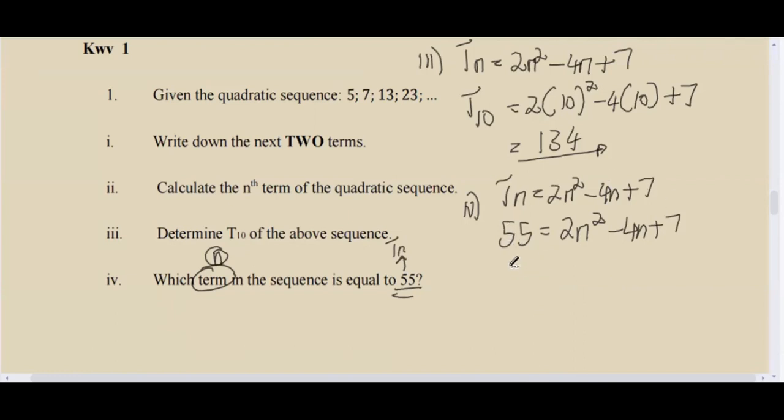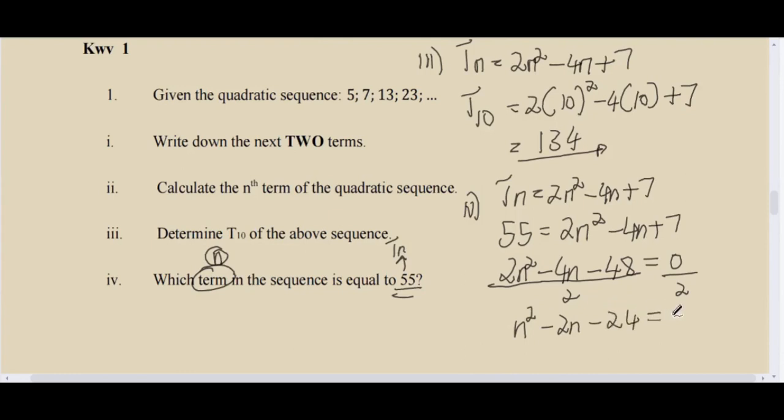Now take this 55, transpose it over to the side. That's 2n squared minus 4n. And then if we say 7 minus 55, that's going to give us negative 48. Right. Now at this point we can say that all these numbers are divisible by 2. So we can divide throughout by 2. So divide on the left-hand side by 2, divide also on the right-hand side by 2. Then this is n squared minus 2n, and then minus 24 is equal to 0, right?